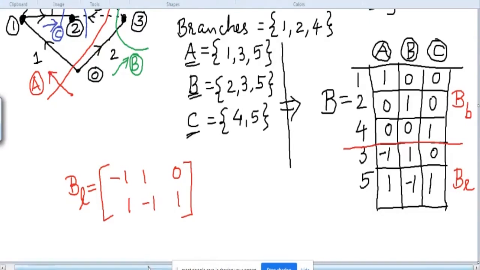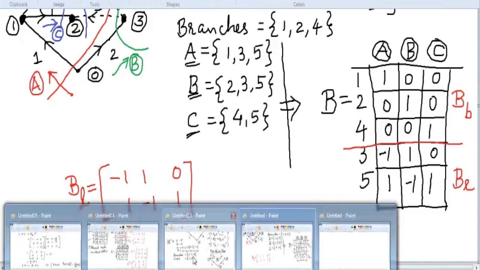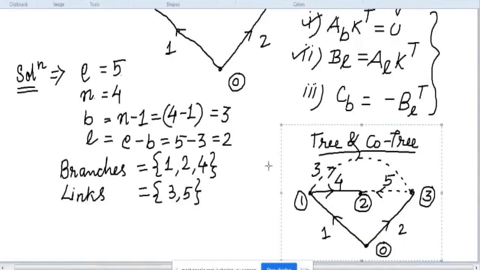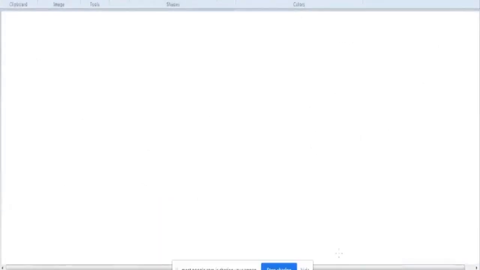Now let us see what was the identity that we were supposed to prove. So we were supposed to prove this identity: BL is equal to AL into K transpose. Okay, so we already have AL available with us. We already have K transpose available with us. Now we have BL also available with us. So it's easy for us to prove this identity. So let's prove this identity. So the second identity that we have to prove is BL is equal to AL K transpose.